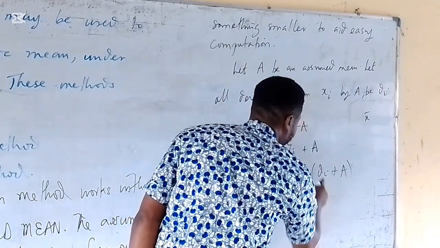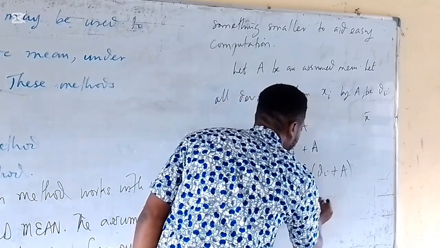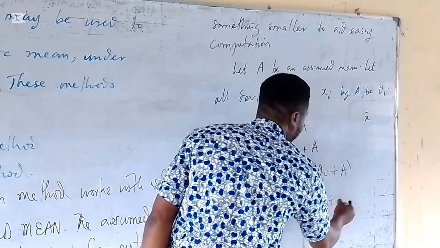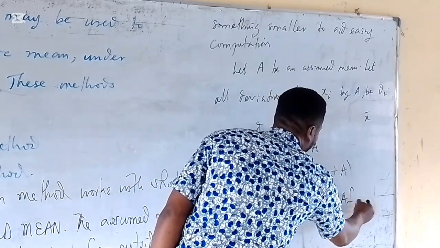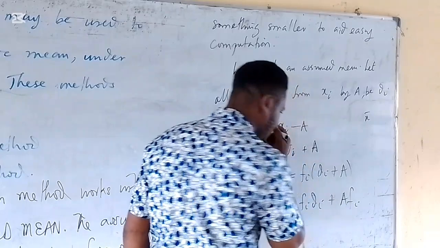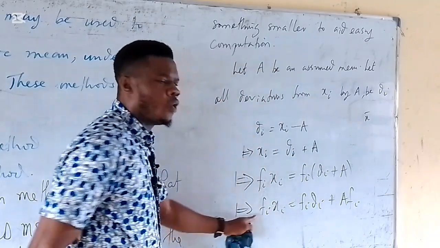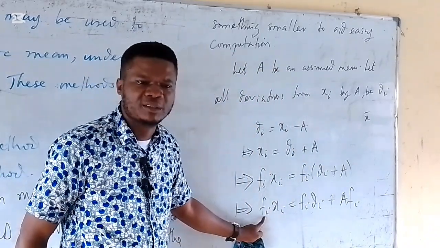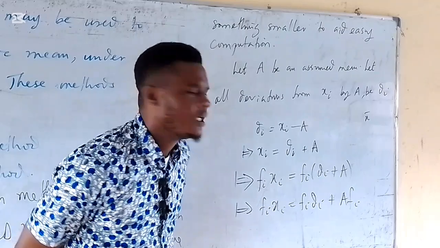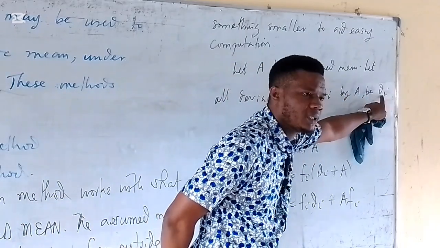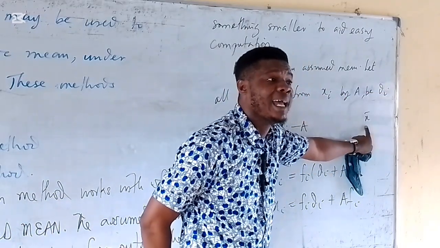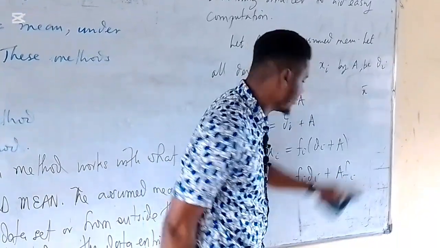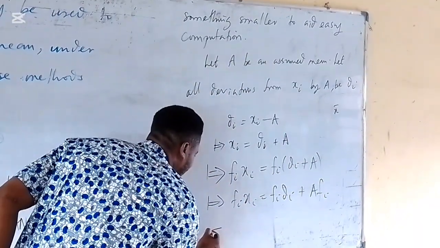It will be Fi times di, which will be what? Fi di plus Fi times a, which is what? AFi or FiA, whichever one. Okay? When the girl gets to this stage, she still looks at the mirror. This is not the same as what? It is not the same as X bar. Is it clear?